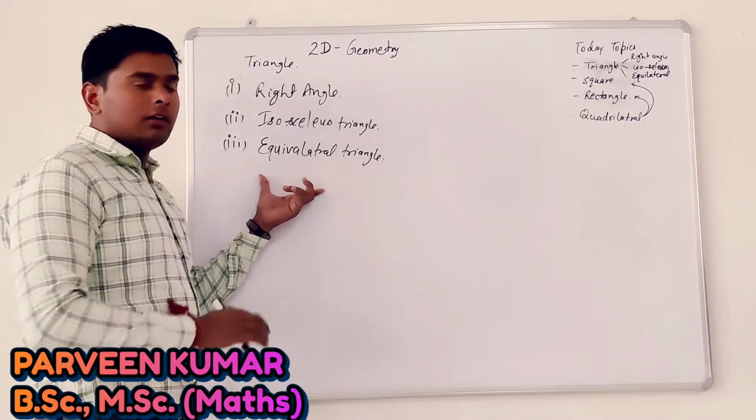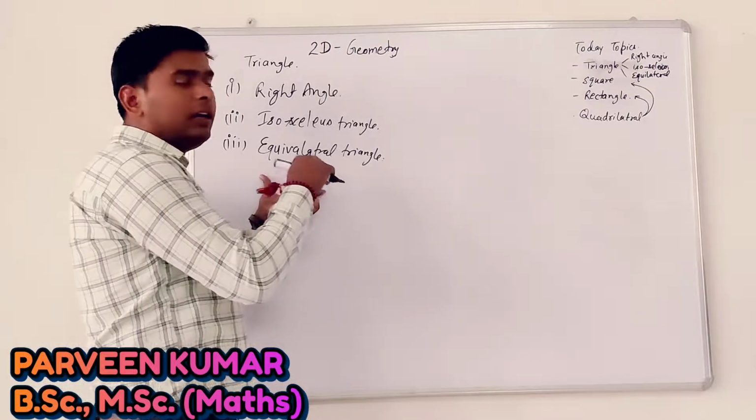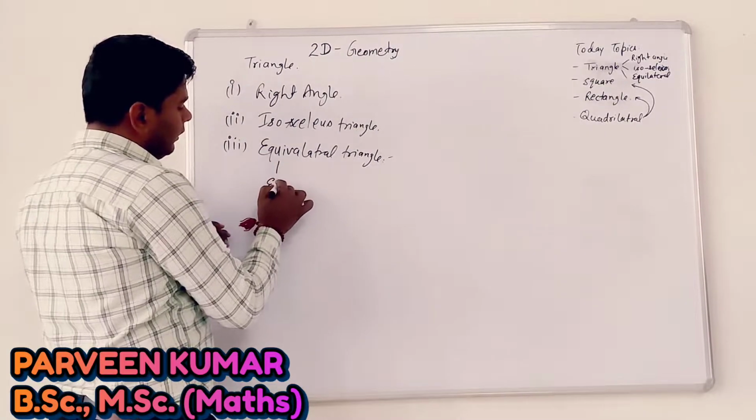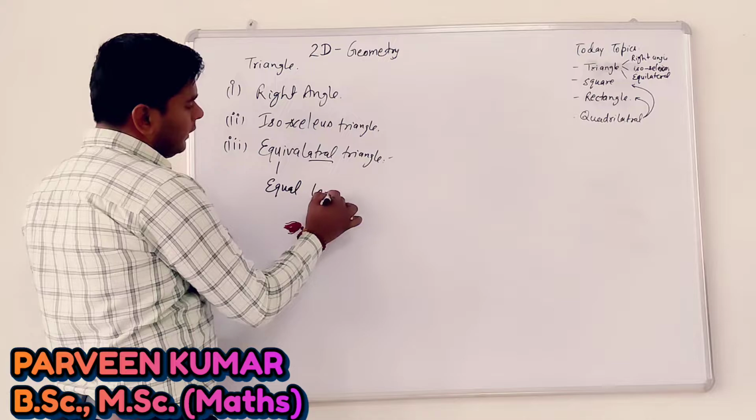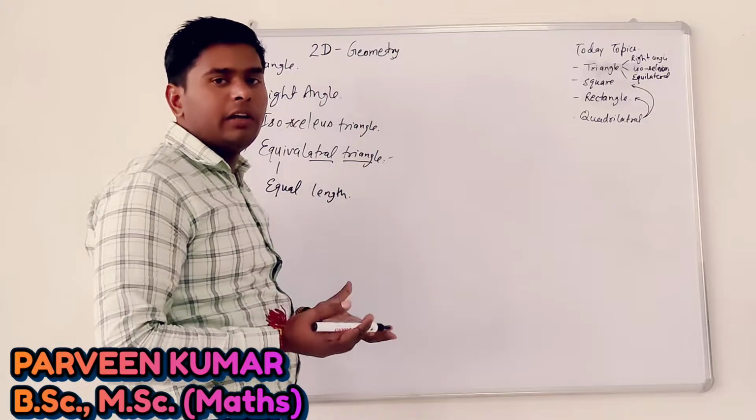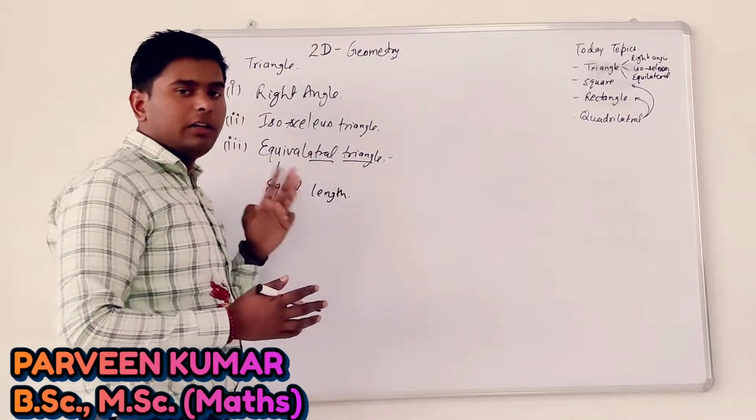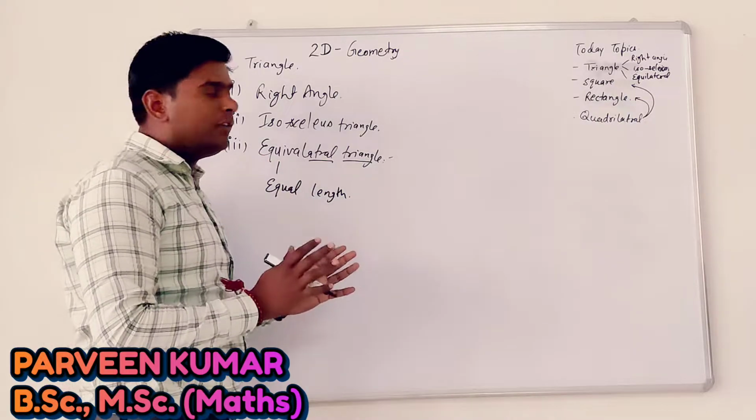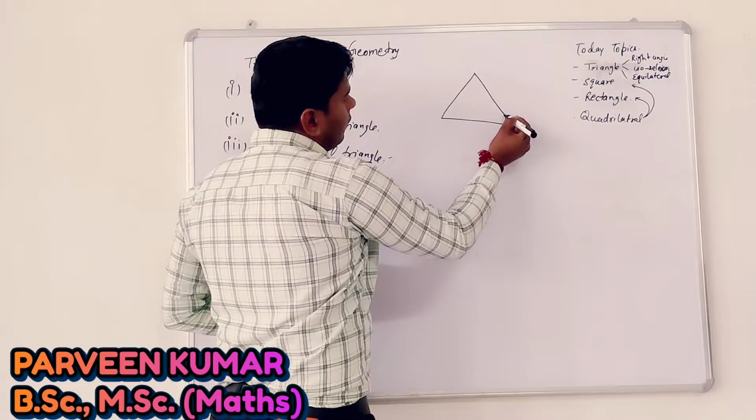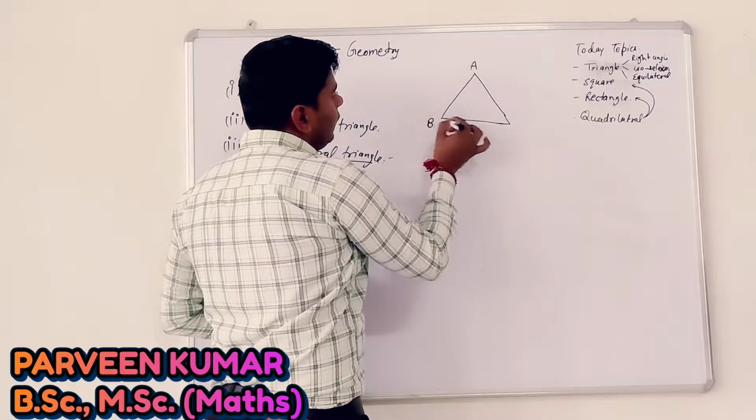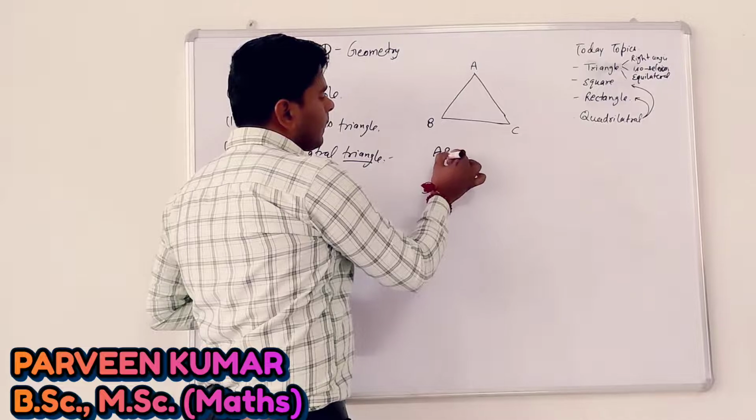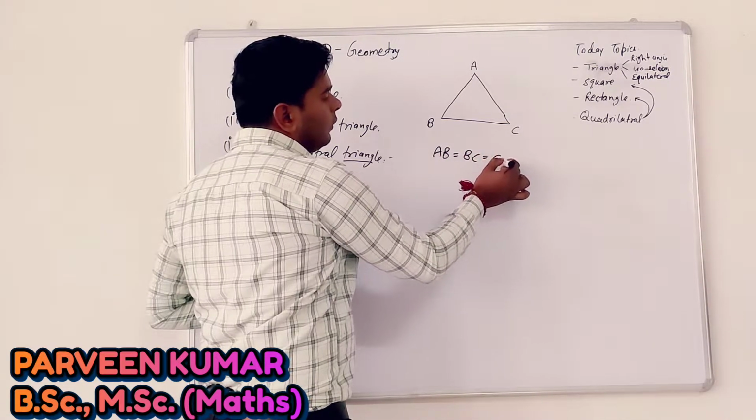Now we will learn about the equilateral triangle, the third type of triangle. As the name says, equi means equal and lateral means length or side of a triangle, so equal length. How many sides are there in a triangle? Three. So all these three sides are equal. If we draw a triangle like this, A, B, C, equilateral means equal length, so AB is equal to BC is equal to CA.